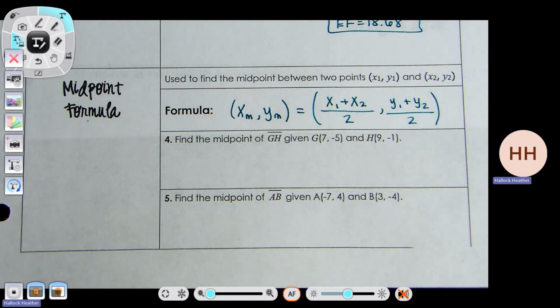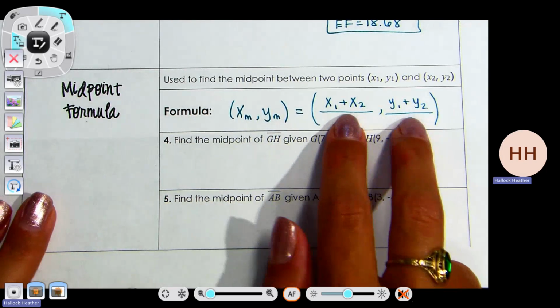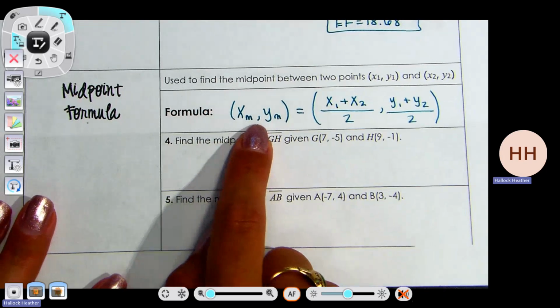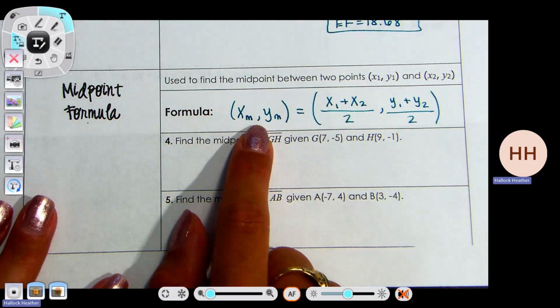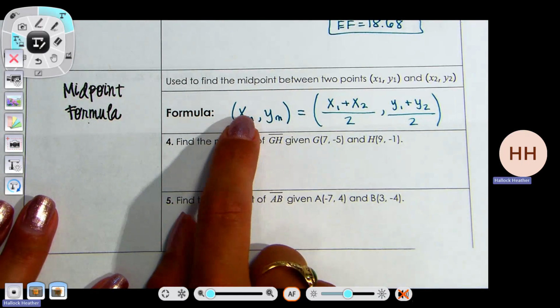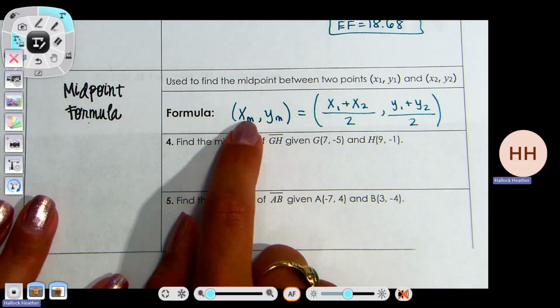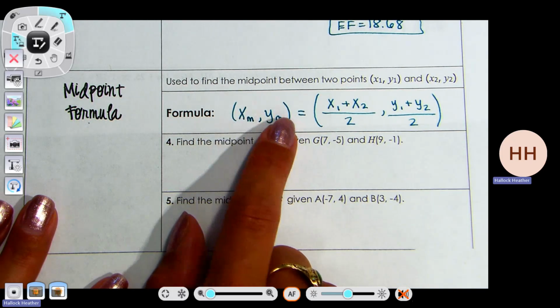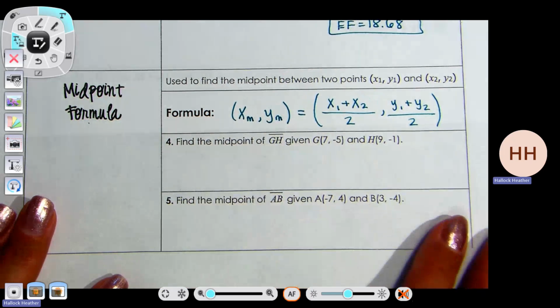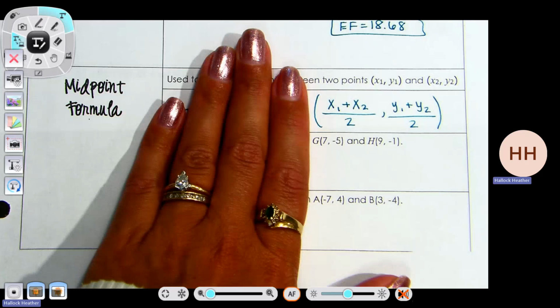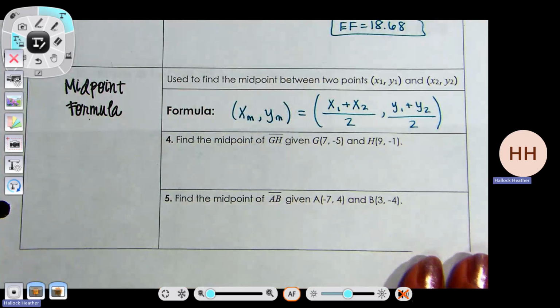The formula that you're actually plugging the numbers into is this back portion. This front portion, what do you think the M stands for? It means midpoint. This means your answer is going to be a coordinate point. You're going to have an X value that represents the midpoint and a Y value that represents the midpoint. So the values that we're actually plugging in are really just this back half.